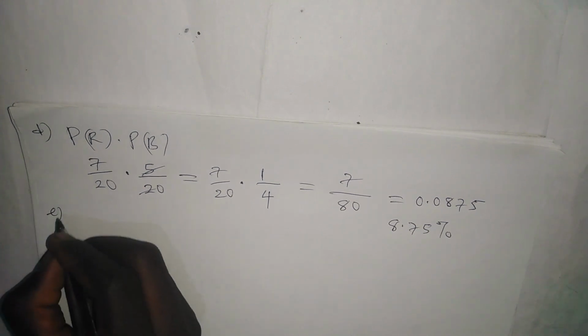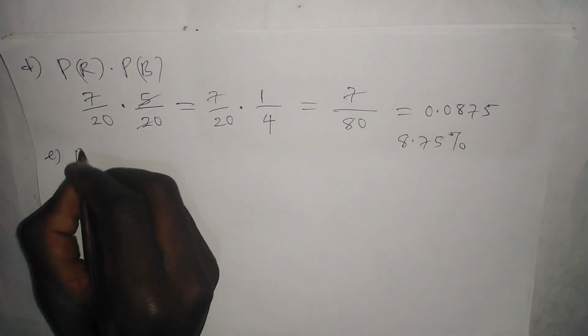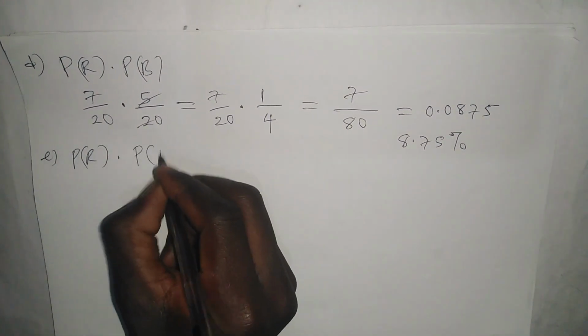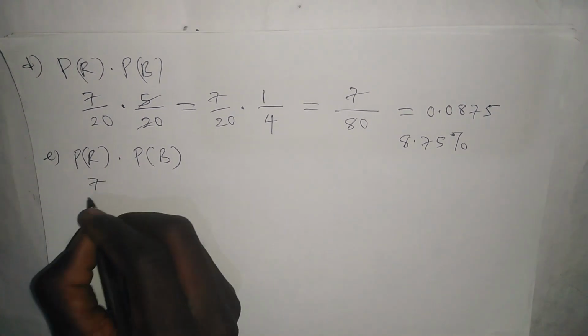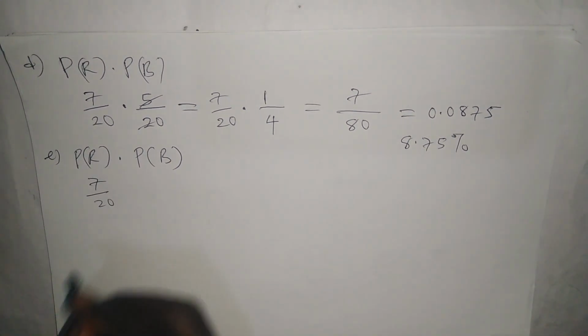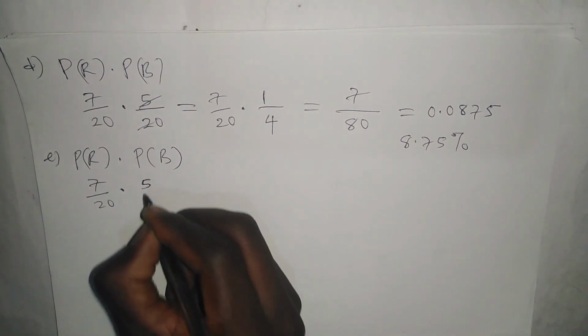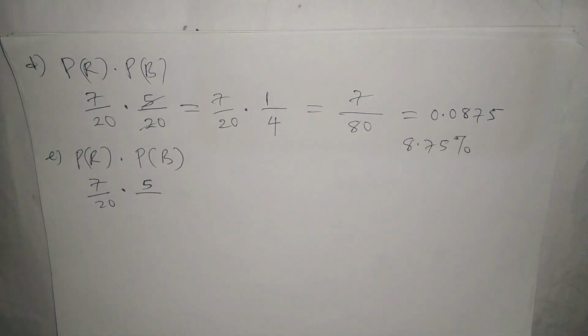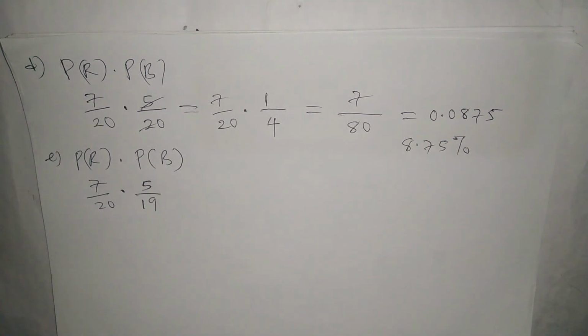Let's take question E. What is the probability of selecting a red then blue marble without replacement? This is also an AND statement. So the probability of selecting a red then blue marble. So we know for a red marble we have 7 red marbles and we have 20 marbles in total. Then we have 5 blue marbles. Now in this case there is no replacement, so therefore the one marble you took, there is a total of 19 marbles in the jar because you've taken one marble, so we have 19 marbles.